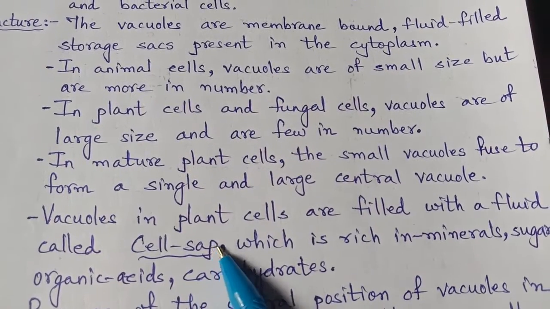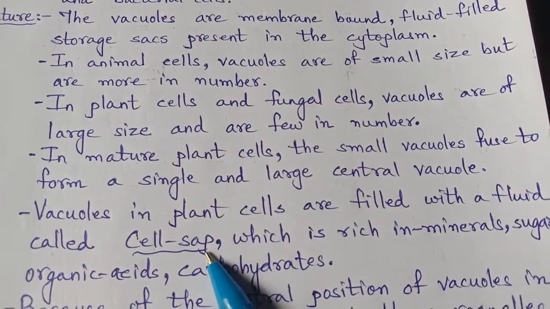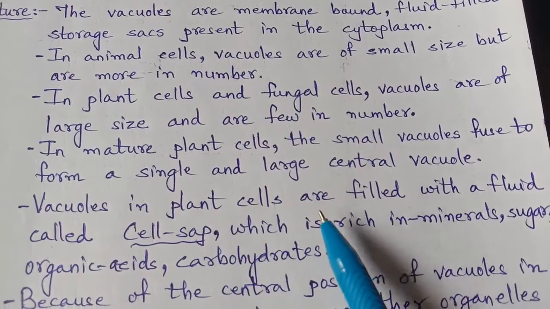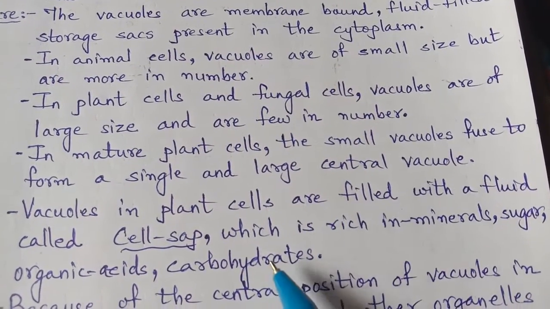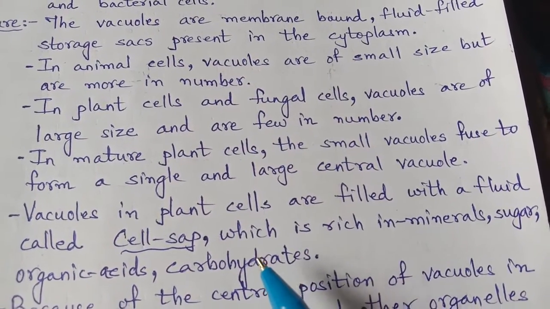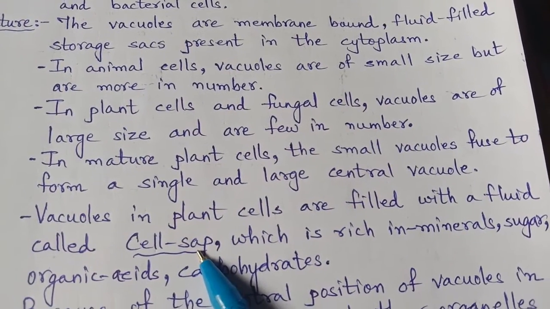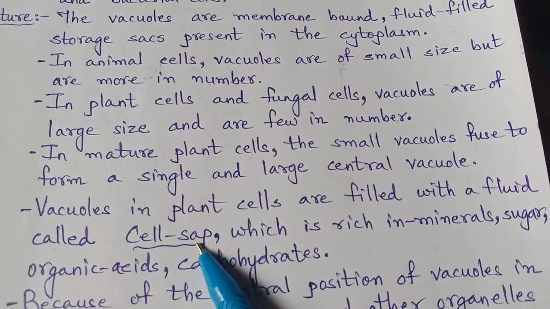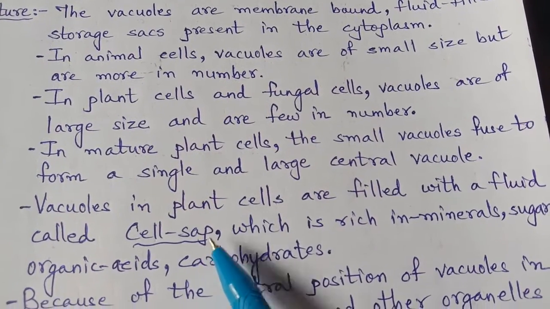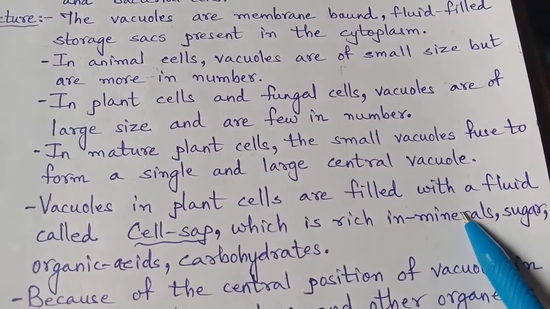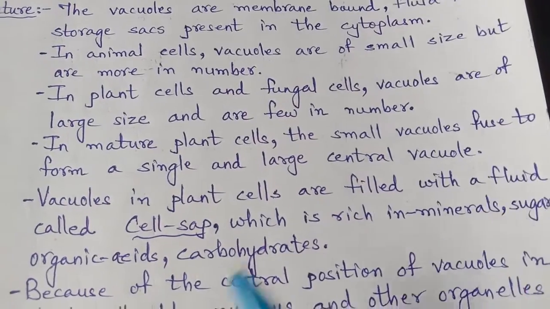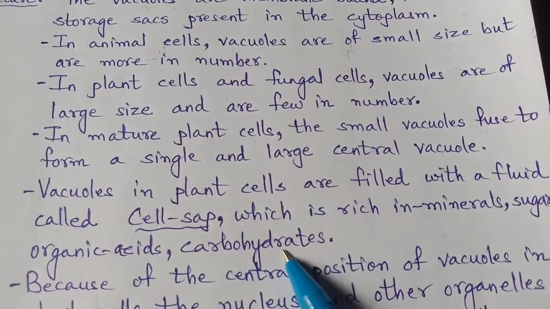Right? Fluid, that means it may be water, it may be blood, it may be lymph. Cytoplasm is also fluid, protoplasm is also fluid. Here cell sap is present in the vacuole. It is also fluid, liquid, and what does it contain? It is very rich in minerals, sugar, organic acids, carbohydrates.